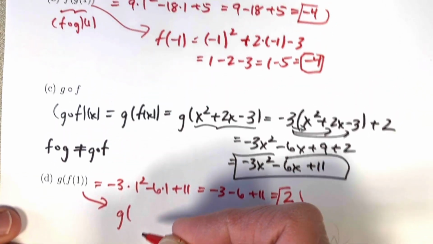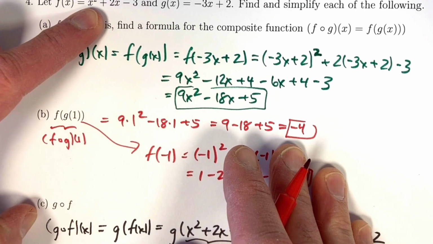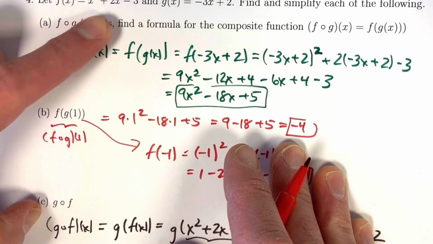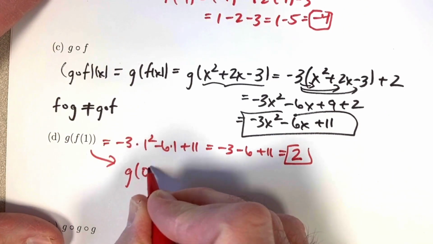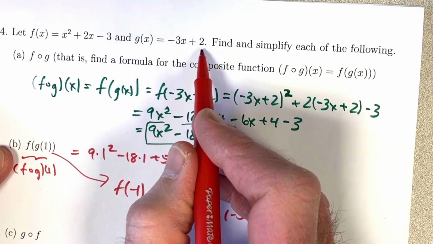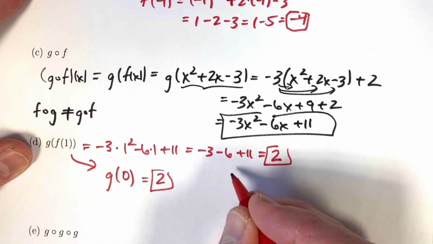F of 1, go back up to the original f function here, plug in 1. I'll get 1 squared plus 2 times 1 minus 3, which is 1 plus 2 minus 3, which is 0. And what is g of 0? Plug 0 into there, get 0 plus 2 is 2. We do get the exact same answer as we had to here, okay?